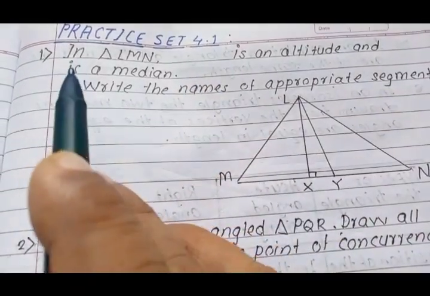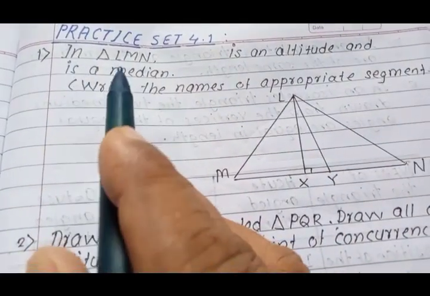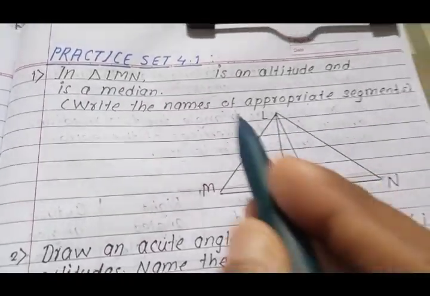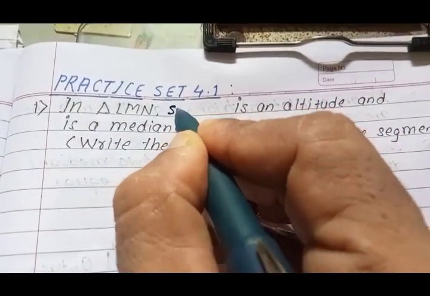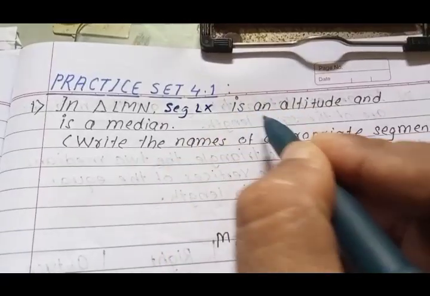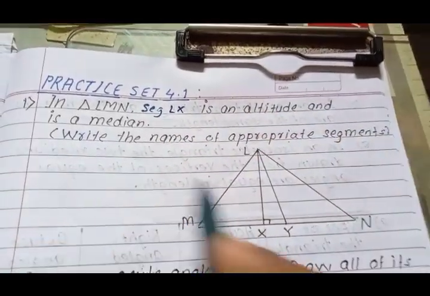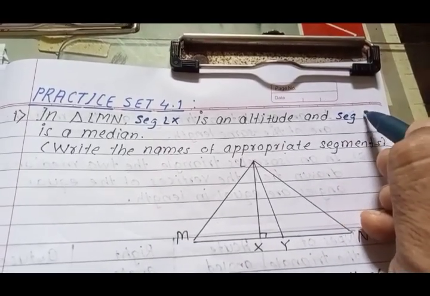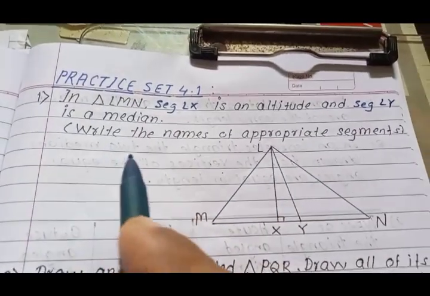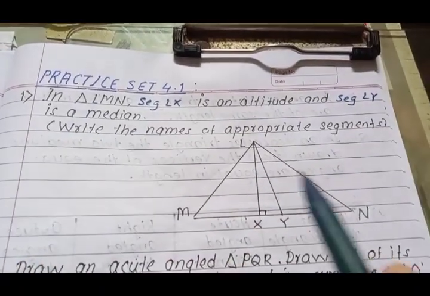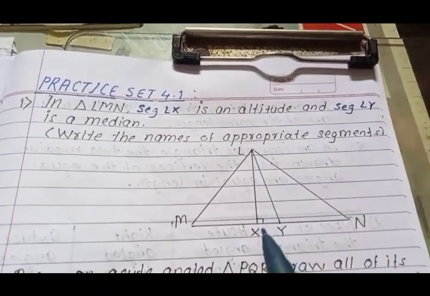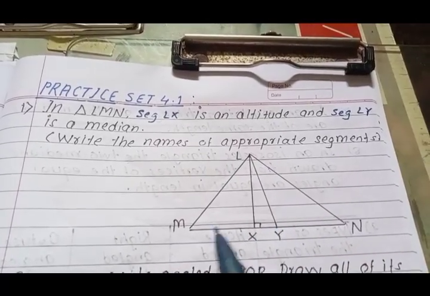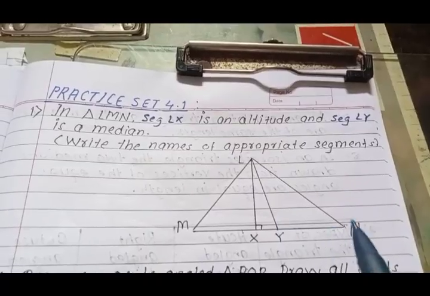Practice Set 4.1, number 1. Fill in the blanks. In triangle LMN, seg LX is an altitude and seg LY is a median. Here, Y is the midpoint, so LY is a median.